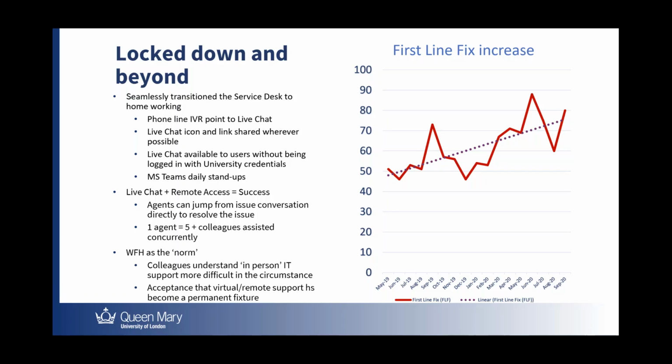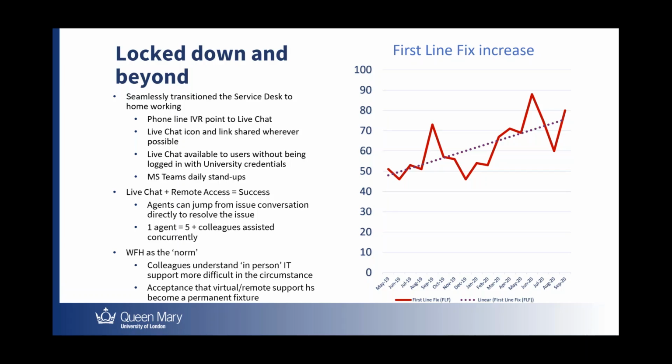The slide I'm sharing here shows our first line fix and how it went up. And I should say I could go back further, but our first line fix until this period did hover around the 50% mark. So around half the tickets that would come in, we would be able to fix on the first line, but the other half would get escalated onto other teams. But as you can see, we really smashed that through this period.